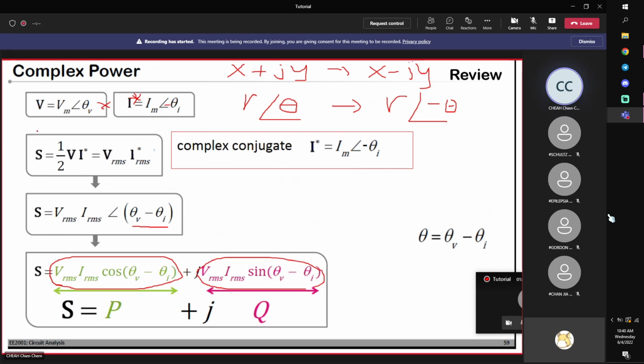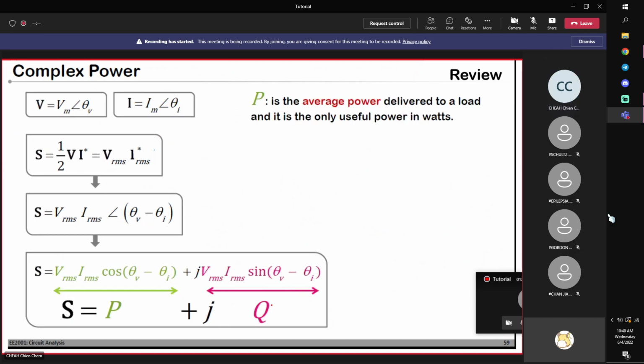The previous part is still the same. You need to find the voltage and the current. The only difference is that you need to take the complex conjugate of the current, then multiply them together and convert back into rectangular form. The real part will be the real power and the imaginary part will be the reactive power. So as I said, the real part is the real power, or the average power.